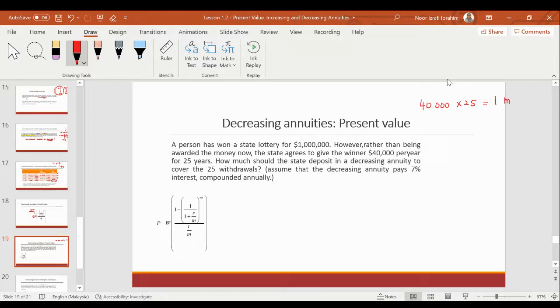Win-win situation. But why did the state decide to give it this way? Because by putting some amount in the decreasing annuity account, it allows them to save some money. They will not spend exactly 1 million to give the winner, but they will spend less than 1 million. So the question here is, how much should the state deposit into the account so that they can withdraw 40,000 every year for 25 years? We want to find the present value or principal amount of the account. So let us take out the information first.